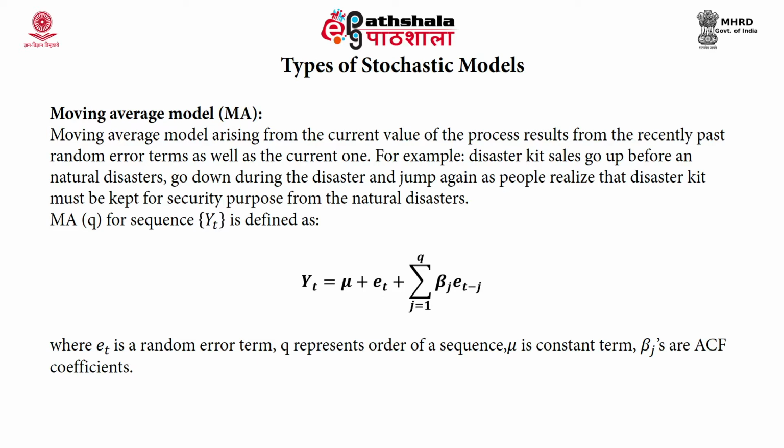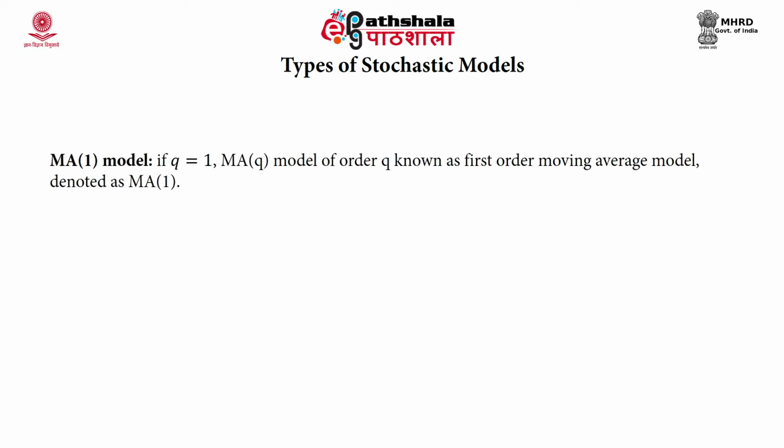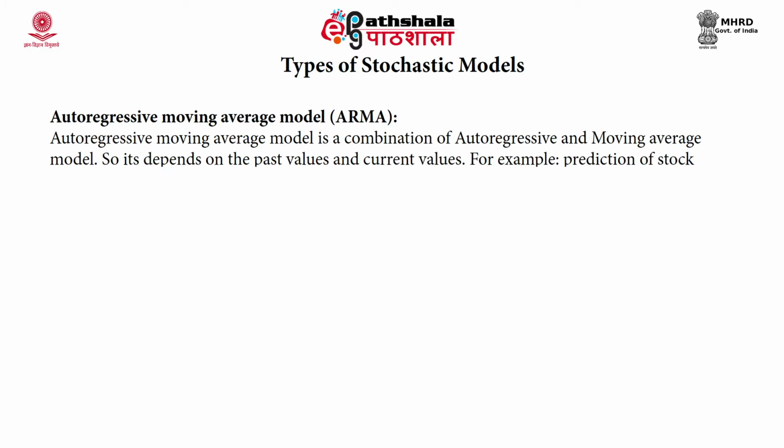The sequence yt is defined as yt = mu + et + summation over j equal to 1 to q of beta_j e(t-j), where et is a random error term, q represents the order of the sequence, mu is a constant term, and beta_j are its coefficients. Now if you put q equal to 1, the moving average model is denoted as MA(1), and it is defined as yt = mu + et + beta times e(t-1). Now the autoregressive moving average model.